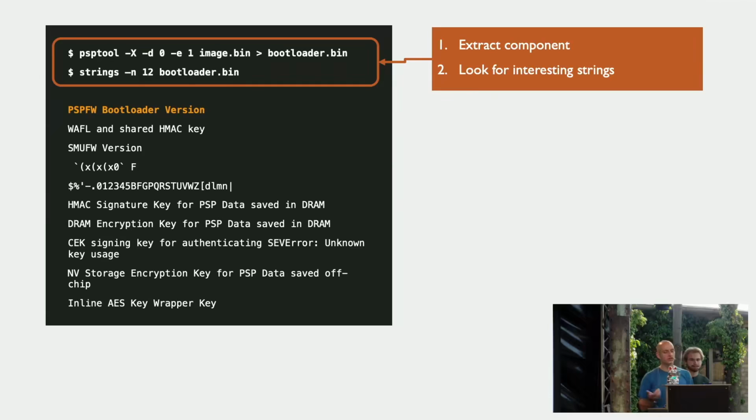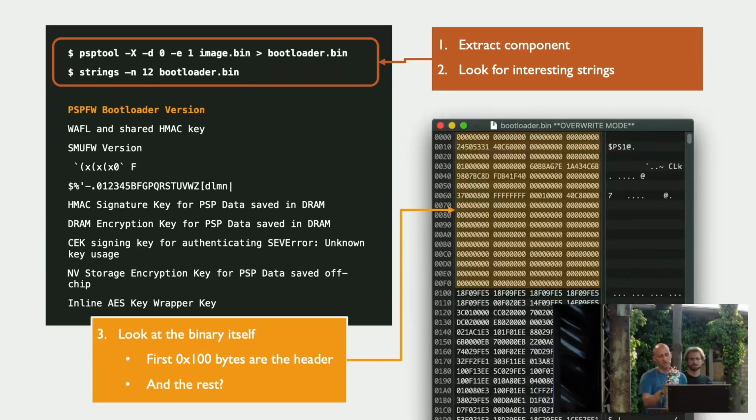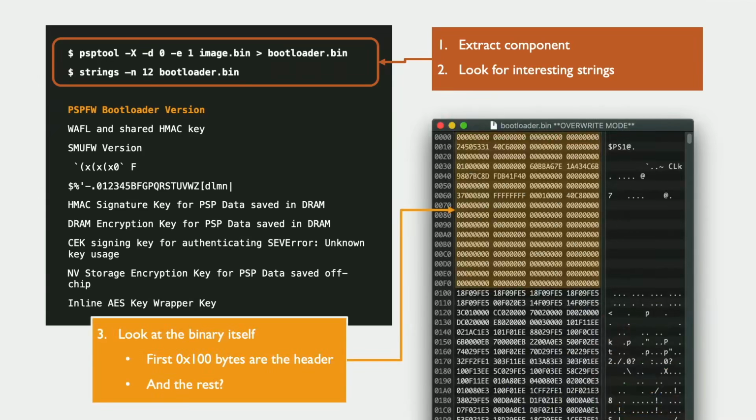For example, it says PSP FW bootloader version. When you just have this component at hand, you might think about what it could be, but there's a string saying PSP FW bootloader version, so it's not too far-fetched to say this is the PSP FW bootloader. Strings are always the first thing you could check and might be interesting. But let's have a look at the binary itself.